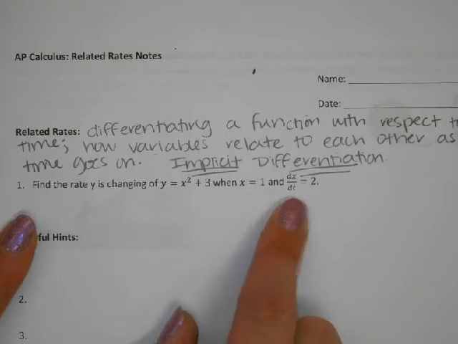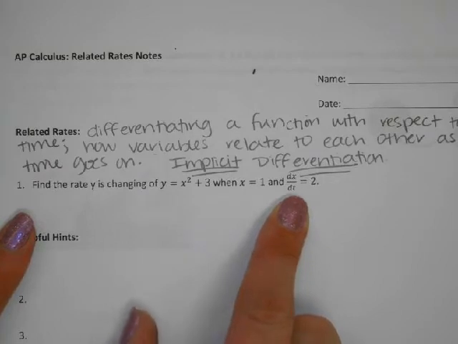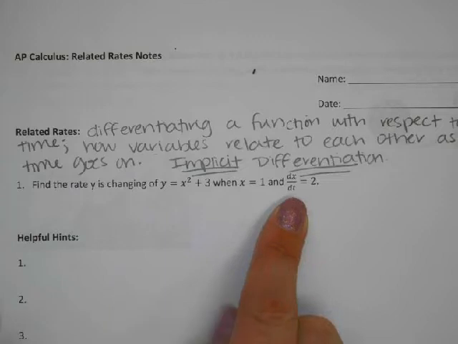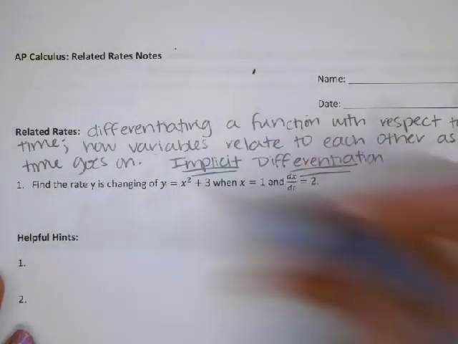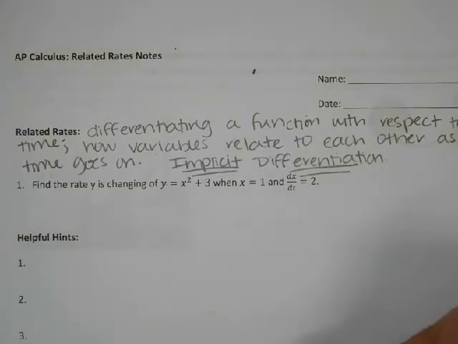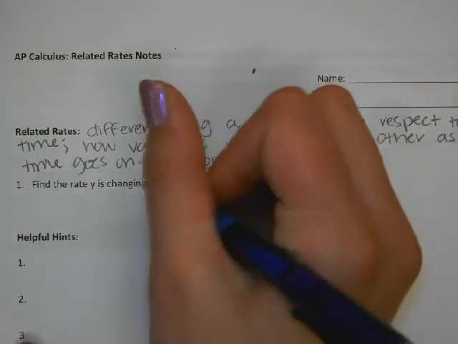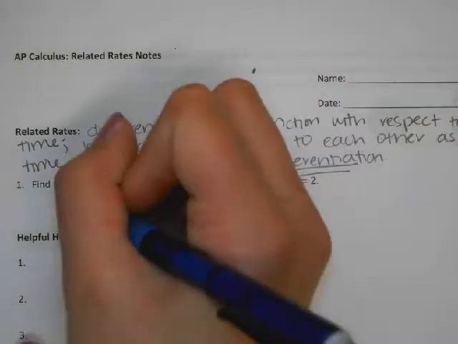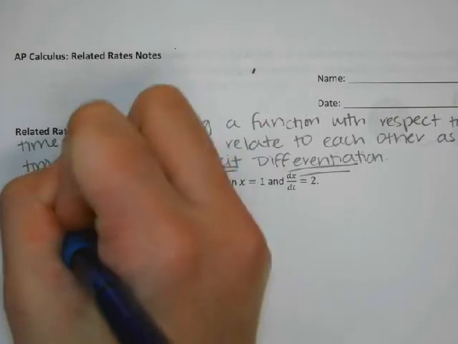So it says find the rate y is changing in this equation when x equals 1 and dx/dt equals 2. So that means that as time goes on, your y is changing and your x is changing in relationship to time passing. So we're going to say the derivative of y would just be 1, but in relationship to time we have to put dy/dt. So that's the implicit differentiation part, is it doesn't matter what variable you're working with, you're always going to do the derivative of that variable in relationship to time. So derivative of y is 1, and then we're going to say dy/dt.